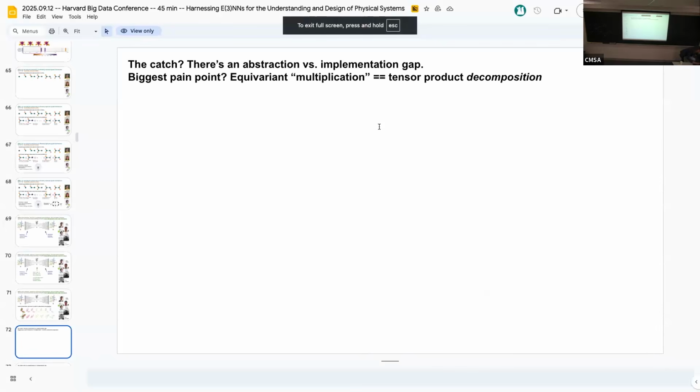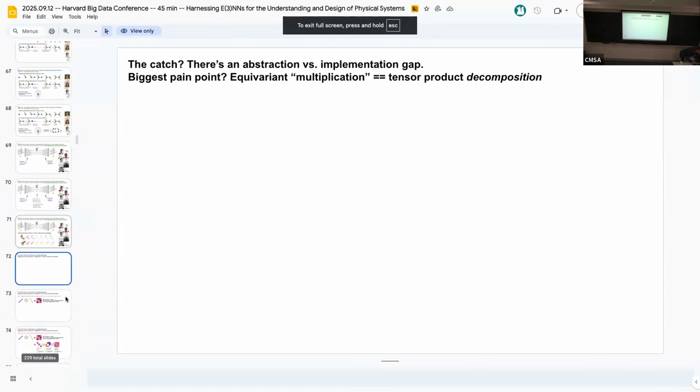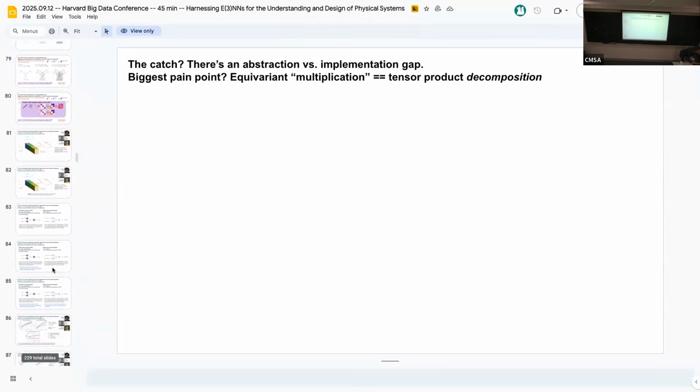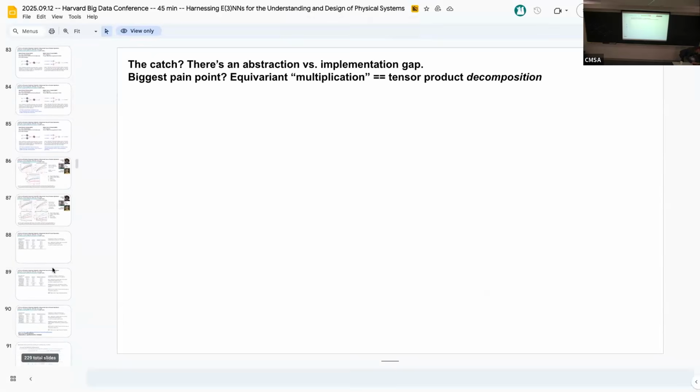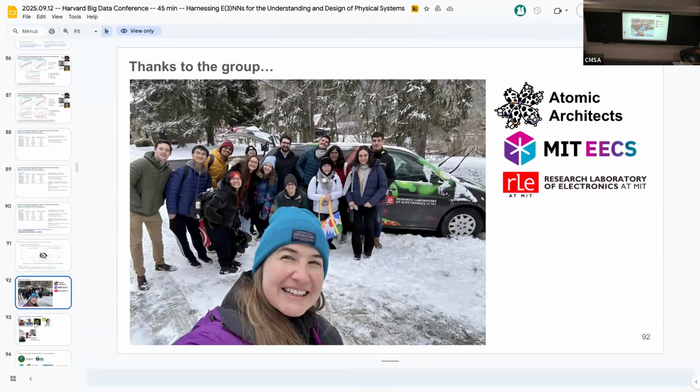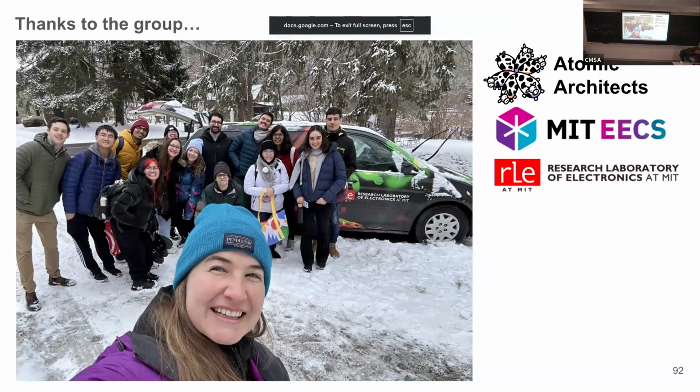Okay. I'm out of time. The catch for these models is that tensor products are expensive. We wrote a paper about that, which I'm happy to talk about if that's of interest. Essentially, it's a little complicated, and there's a lot of confusion in the literature as to why tensor products are expensive, and we tried to clear that up. But I won't talk about that now.